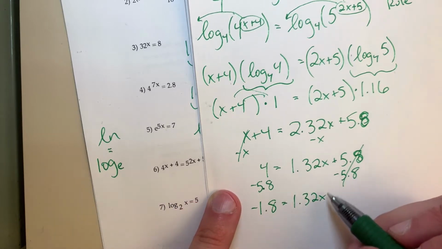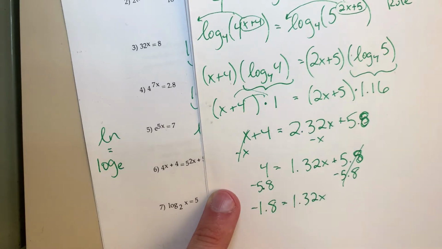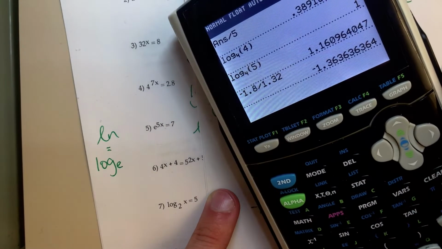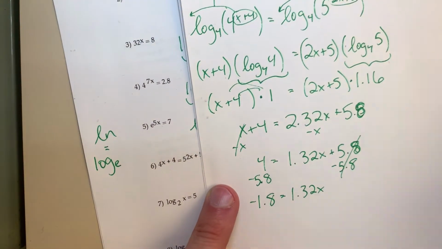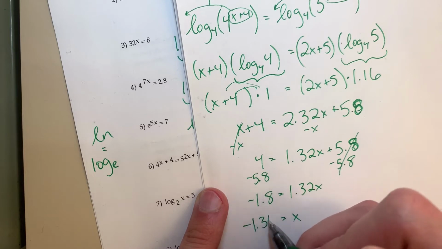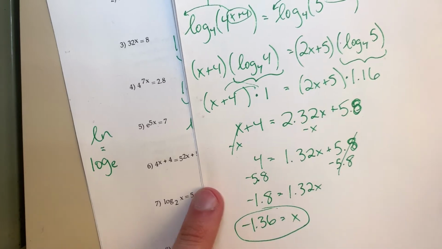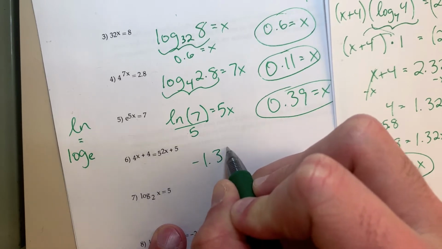And then lastly, I'm going to just divide: negative 1.8 divided by 1.32. And I get an answer of negative 1.3636 repeating. So x equals negative 1.36. There's my answer for number 6, negative 1.36.